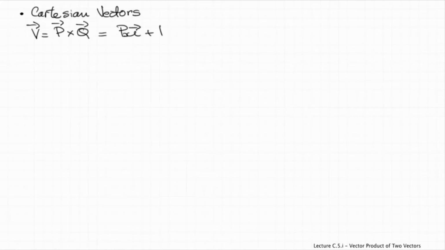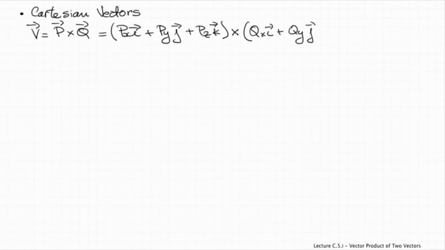Now, what we can do next is express the vector product between P and Q in Cartesian vector format. That means we will cross Pxi plus Pyj plus Pzk with Qxi plus Qyj plus Qzk, and let's carry on and expand this cross product.